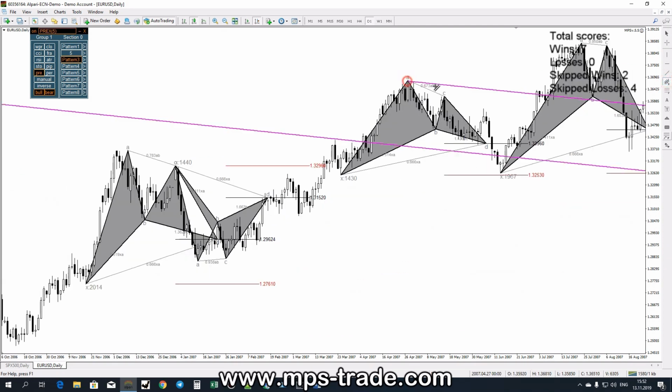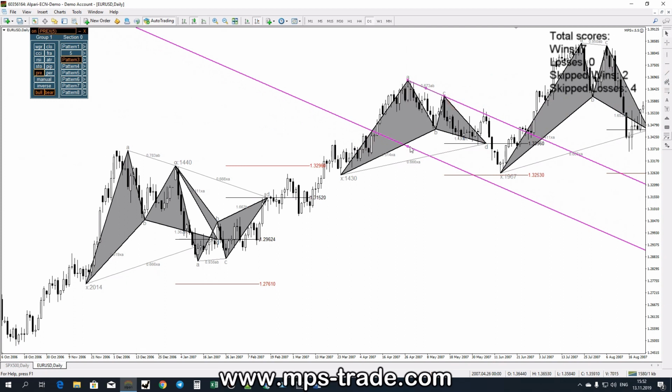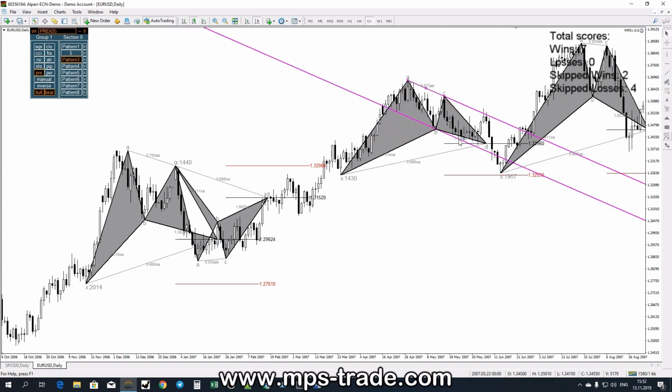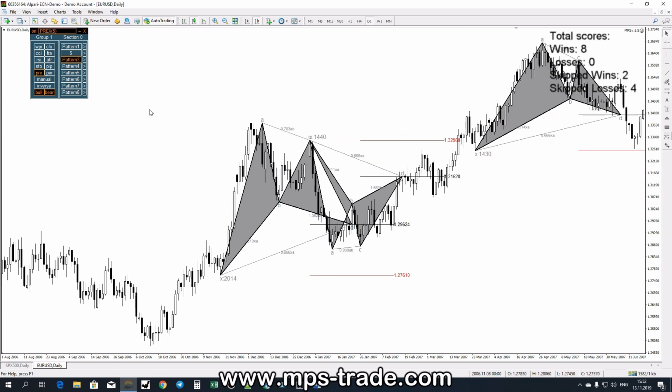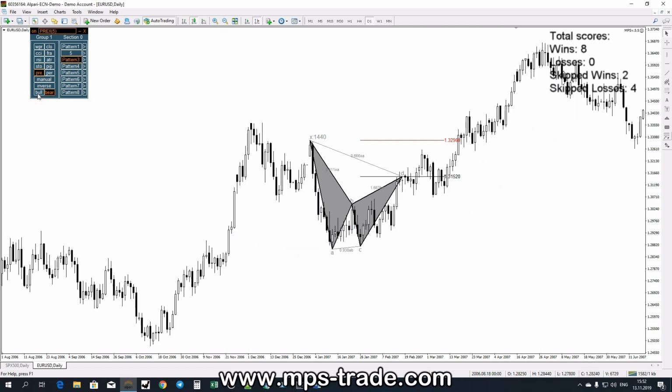This one, draw the channel. Okay, so the channel completes here at this candle, and then we have this bull candle close, and it is an 88 pips winner. Then we go next. Let me disable bull ones. A bearish pattern.